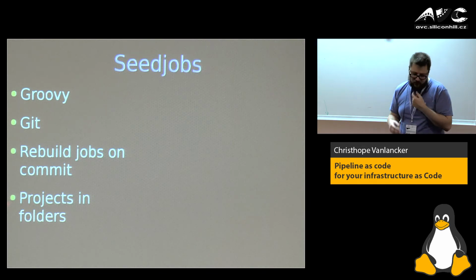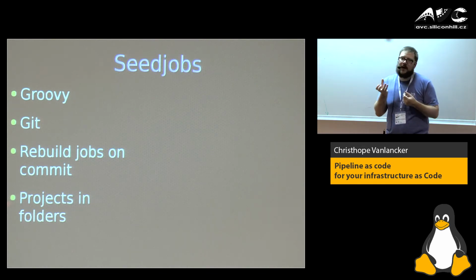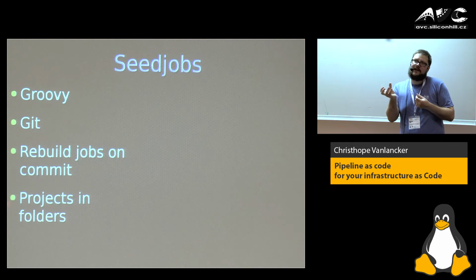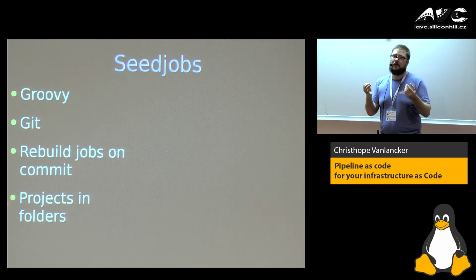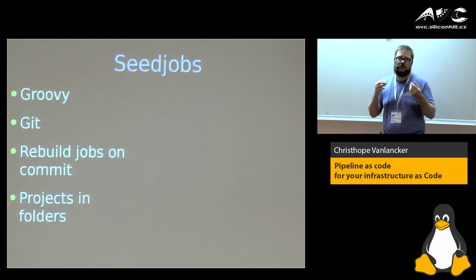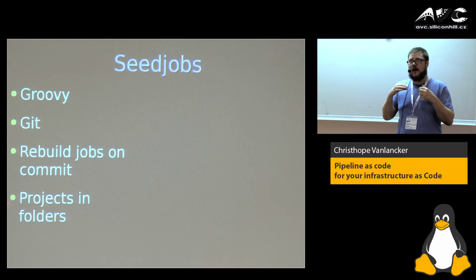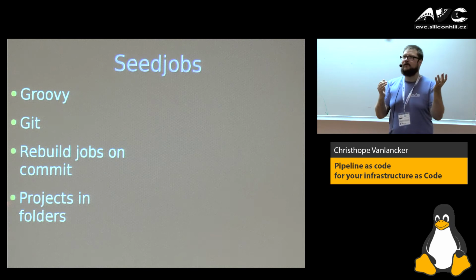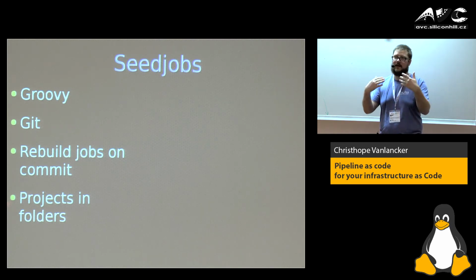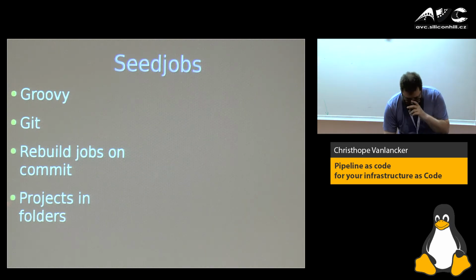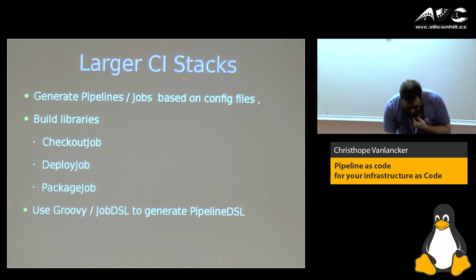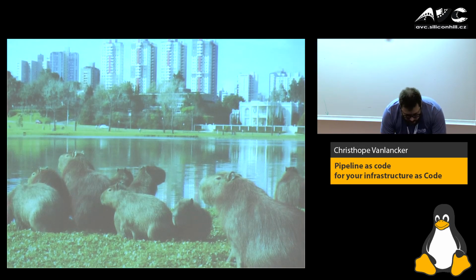So we have a concept of what we call a seed job. It's kind of one Jenkins job that rules them all. We define just in a Groovy file how our project should look, and we feed the data into it, and based on that, it's going to generate the rest. I'm going to show you how that looks.